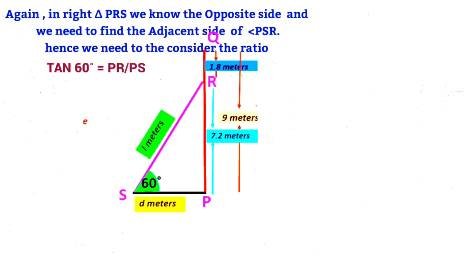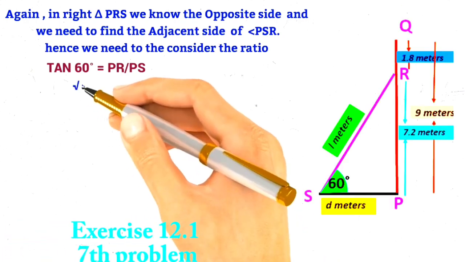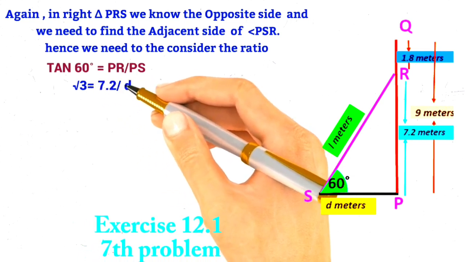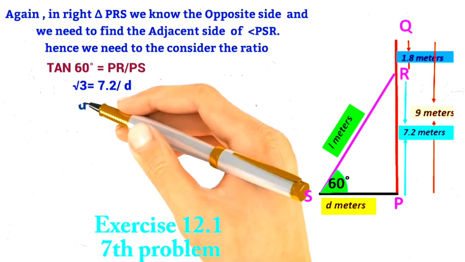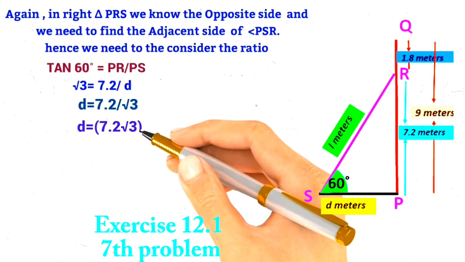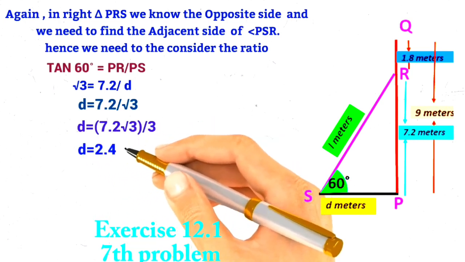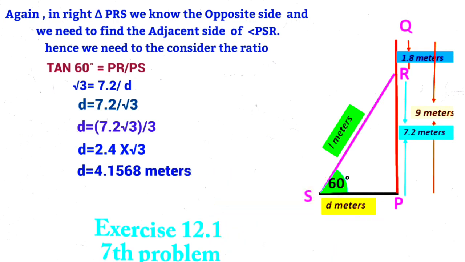Tan 60 degrees equals PR by PS, and substituting their values we get root 3 equals 7.2 by d, and simplifying this equation we get d equals 7.2 by root 3, and by rationalizing and simplifying it we get d equals 4.1568 meters. Therefore the distance between the feet of the pole and the ladder is 4.1568 meters.